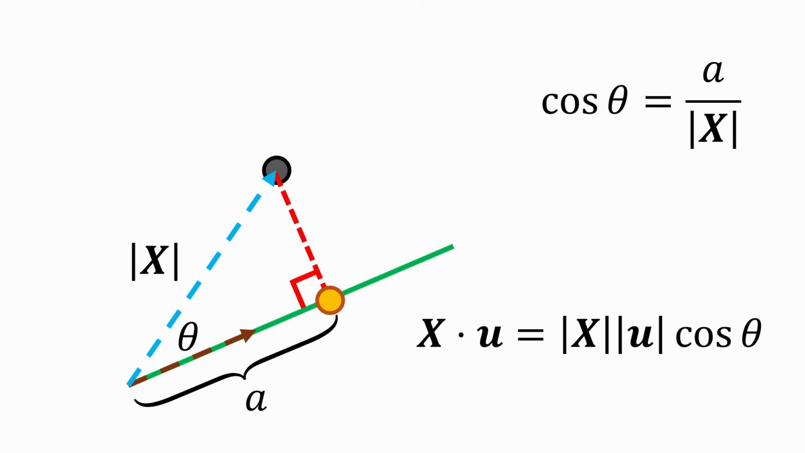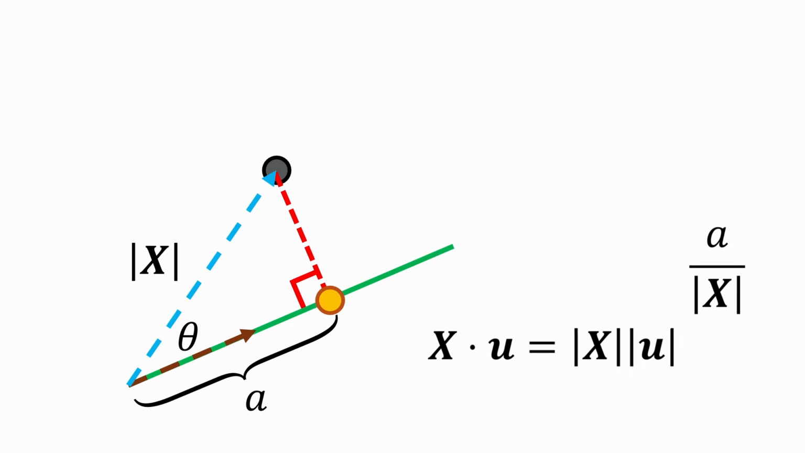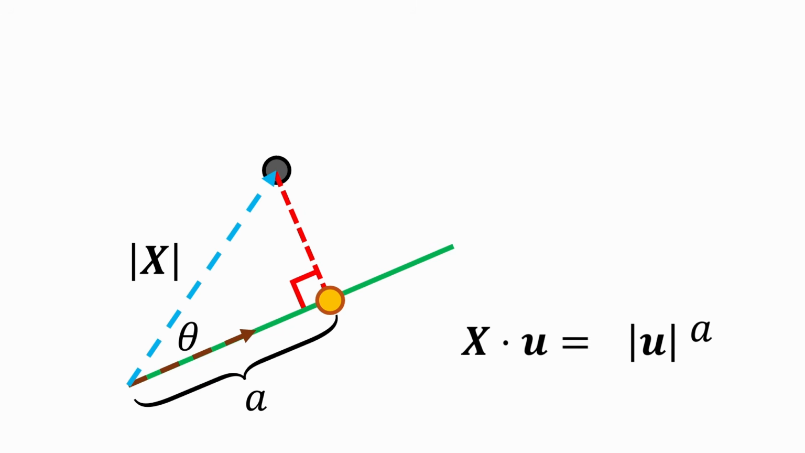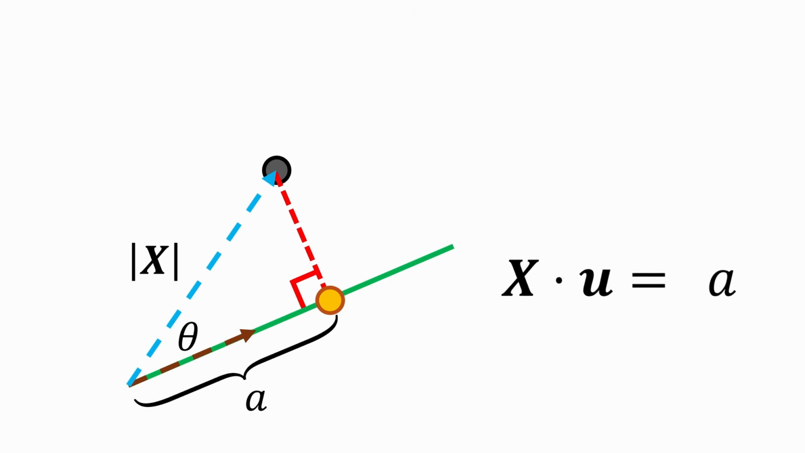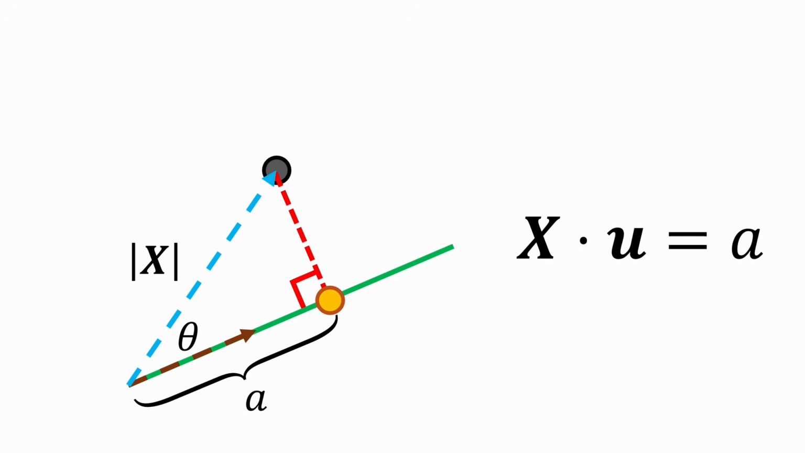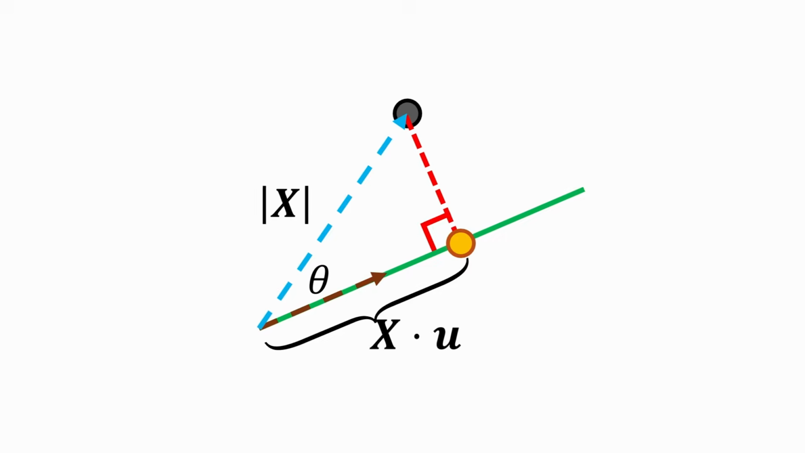The dot product of two vectors is equal to the product of their magnitudes multiplied by the cosine of the angle between them. We can then substitute cosine into this, and then since we said that u is a unit vector, meaning its magnitude is 1, x dot u equals a. We found the length that we're looking for.